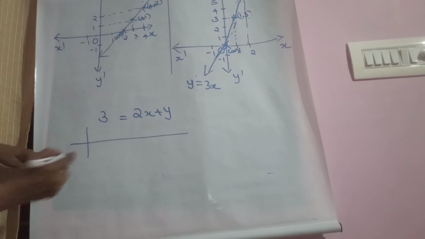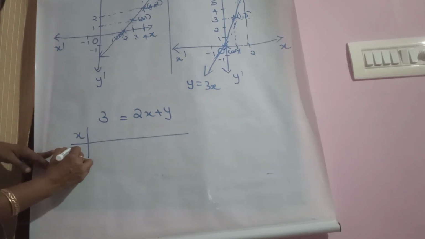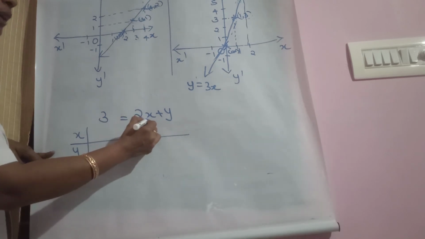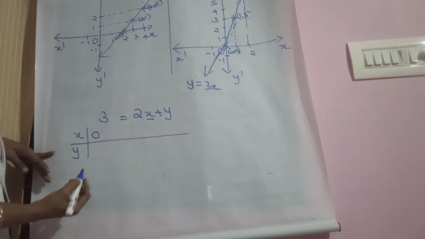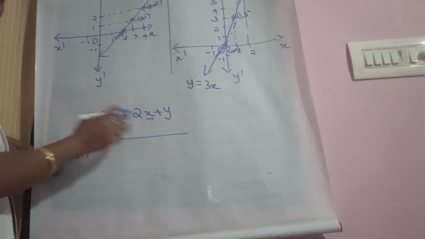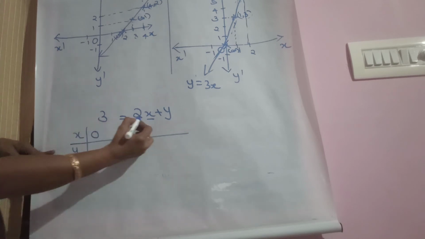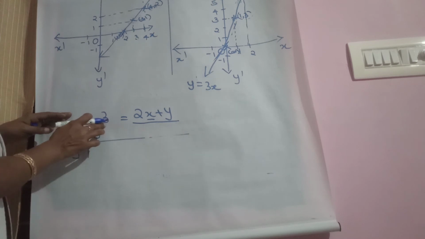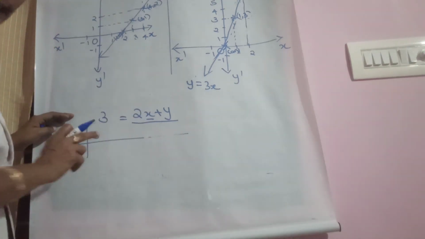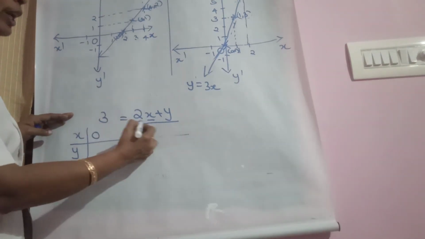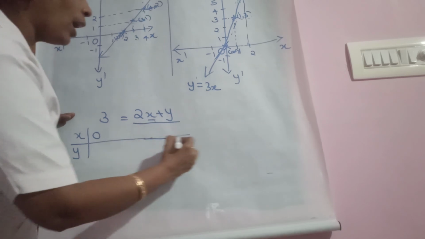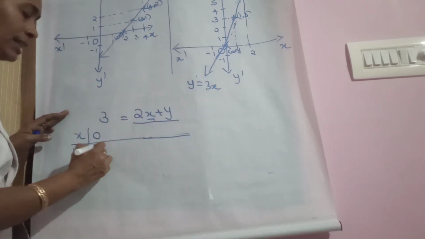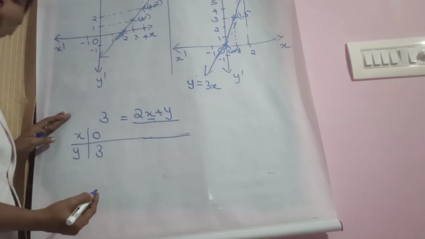First row for x, second row for y. Let us see. The first value you give as 0. Then how much will be coming? Directly will you get the answer? No. Think about it. Answer is needed as 3. So 2 into 0 plus what number is giving 3? 0 plus 3 is equal to 3 itself.